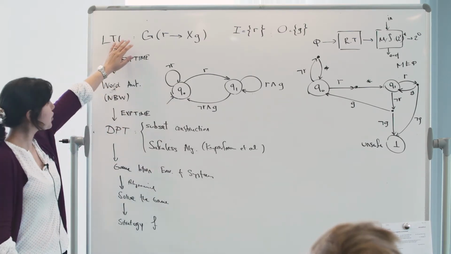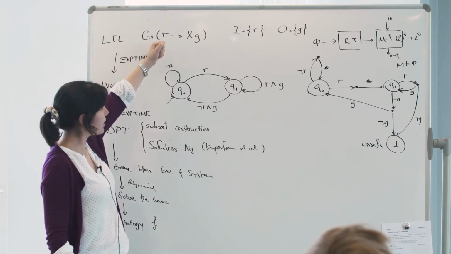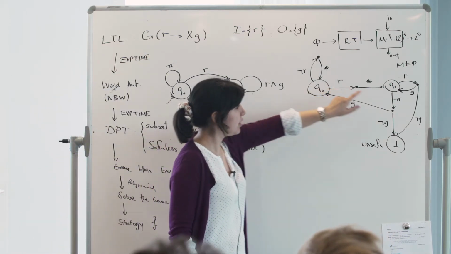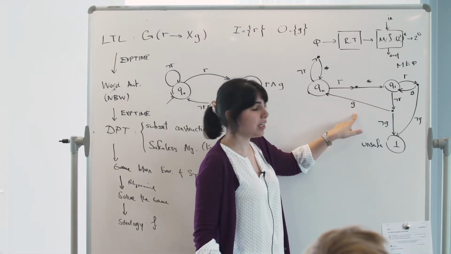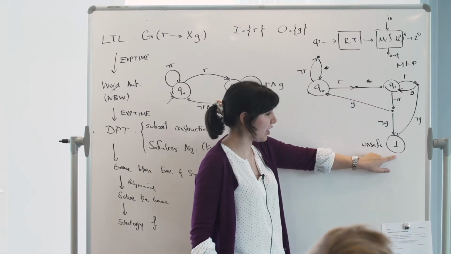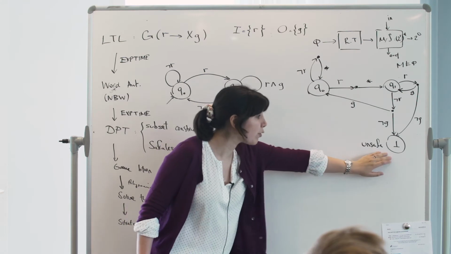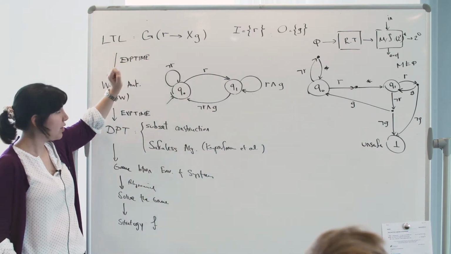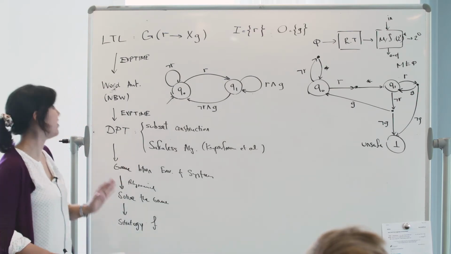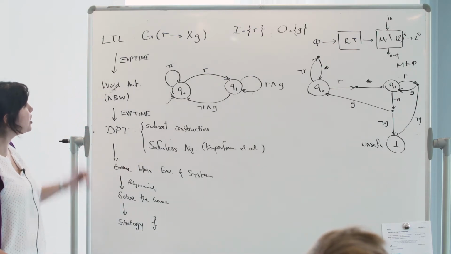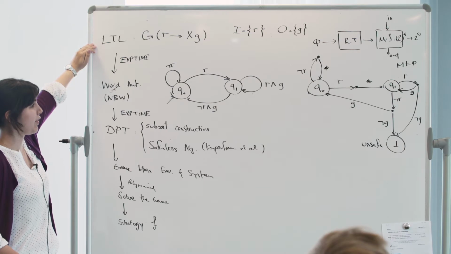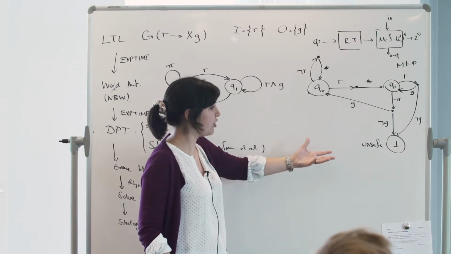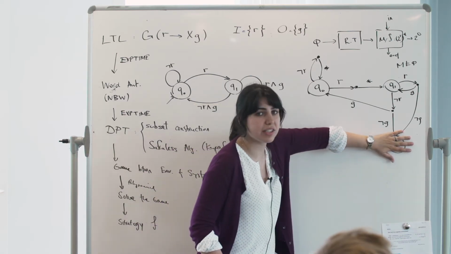So my specification was globally, at all times, if I get a request, next time step I should grant it. And if I ever fall into this unsafe state, that is the only time that I'm not satisfying my LTL specification. So again, intuitively, I'm not talking about too many details here. Intuitively, if I want to satisfy an LTL specification, if I can actually create this game, I can just make it a reachability game and make sure I never visit this.